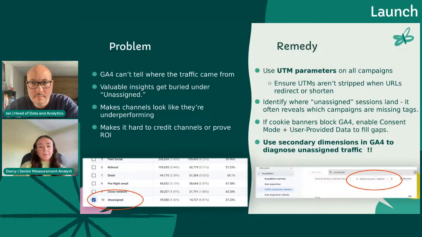But finally, make sure you check those secondary dimensions in your GA4 reports. That's a really quick fix. It's something that's my go-to. And it just allows you to go a bit more granular and inspect a bit further without doing anything too drastic to your tracking at that stage. So that's a really key remedy there.